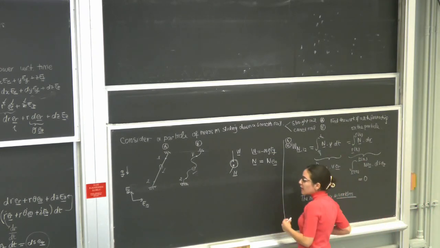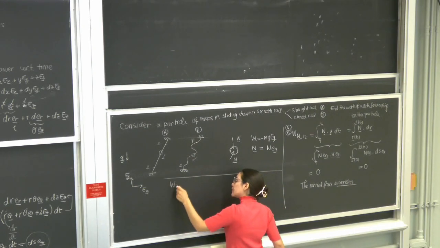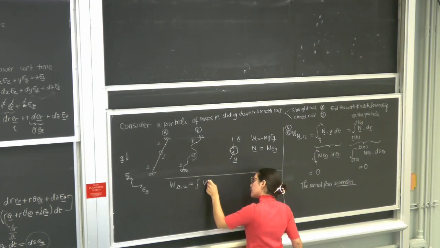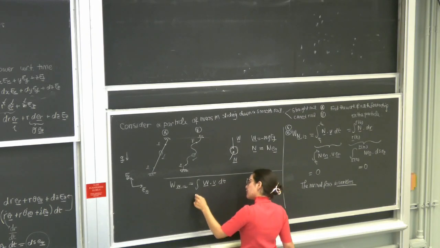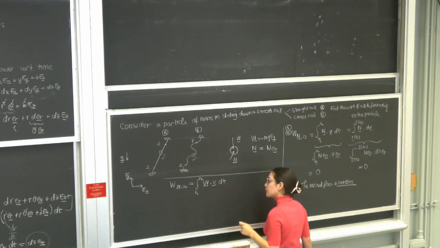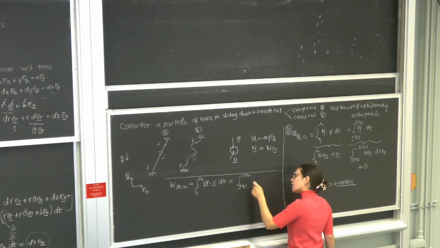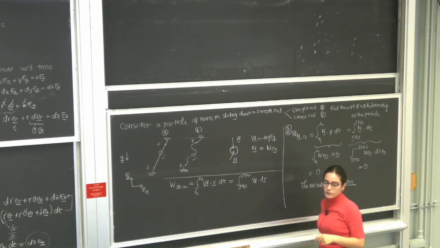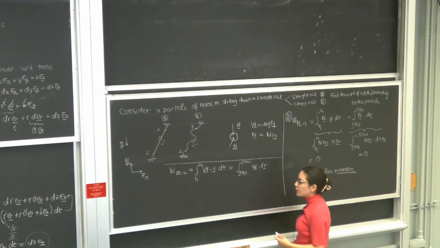Okay. Next, let's look at the weight force. The work of the weight from 1 to 2 is the integral of the weight dotted with v dt from t1 to t2, which is also equal to the integral from r of t1 to r of t2 of W dotted with dr. The weight is equal to minus mg ey.